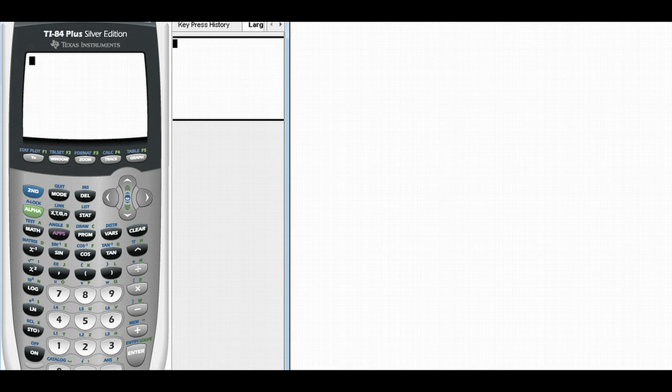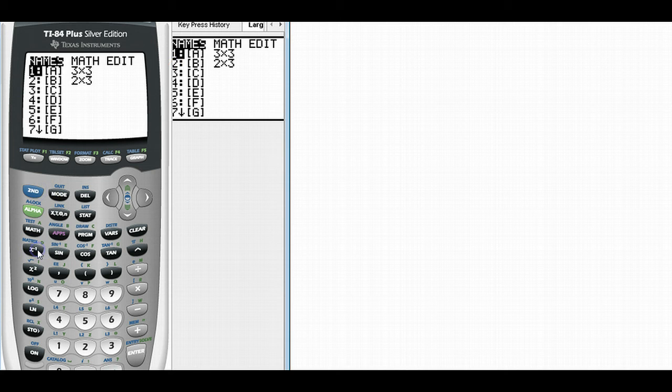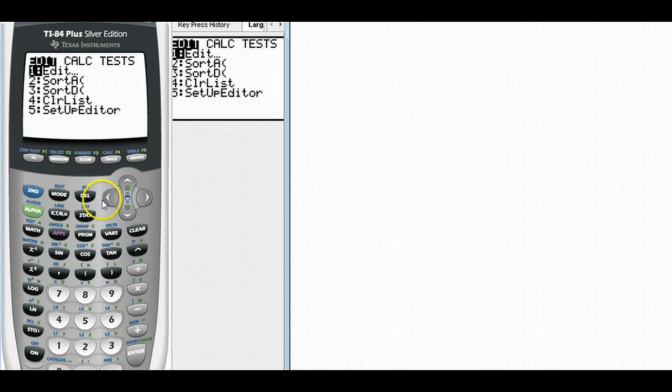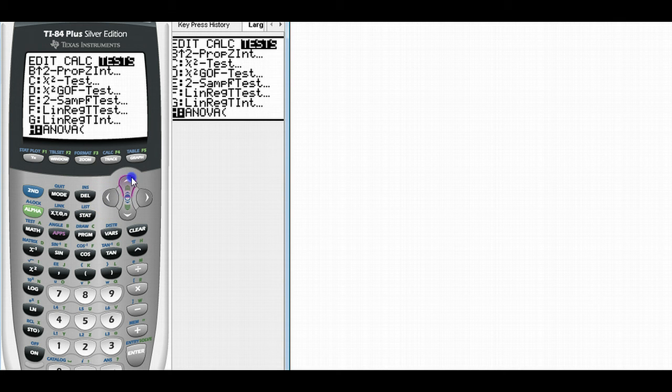Alright, mine's already in here and hopefully yours is too. Notice mine says 3 by 3 and then 2 by 3 because that's still what the expected was from my last time. Now when I run the test, it's going to change that to match this. We know we're going to need to run the test so we can see the expected. So let's go ahead and go to stat test and up to chi-squared test.